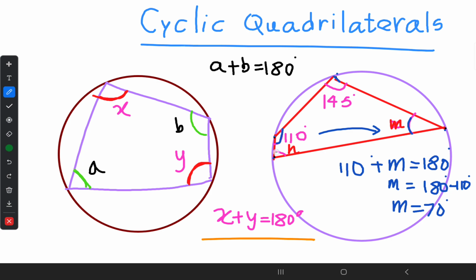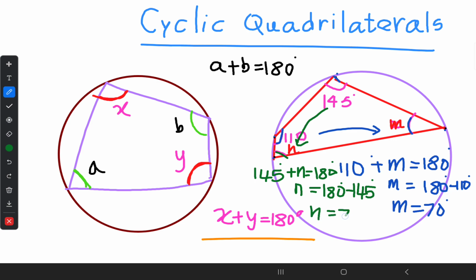Let's identify the magnitude of N here. This is a cyclic quadrilateral, so the opposite angle sum is 180. Its opposite angle is 145, and the opposite angle should be N. So 145 plus N is equal to 180. When you solve this, N is equal to 180 minus 145. So N is equal to 35 degrees.